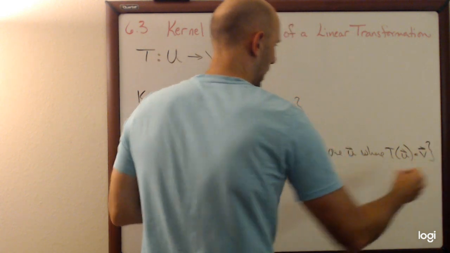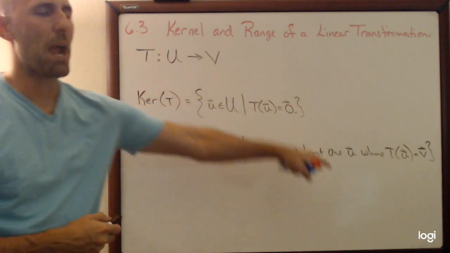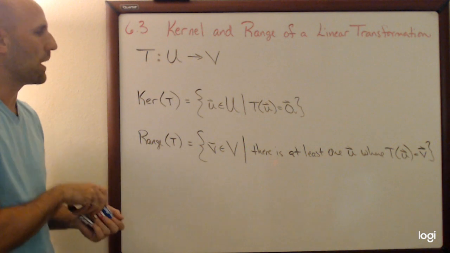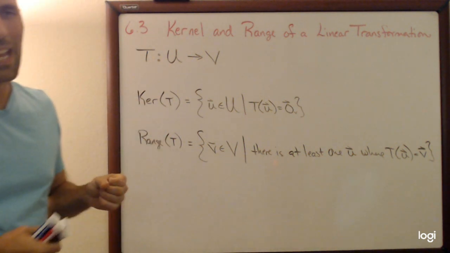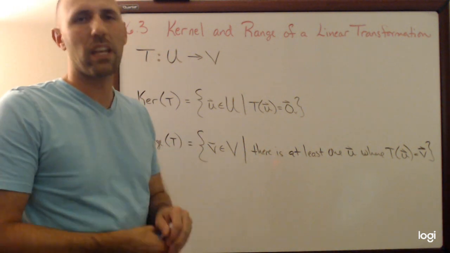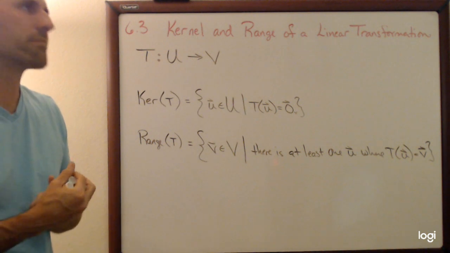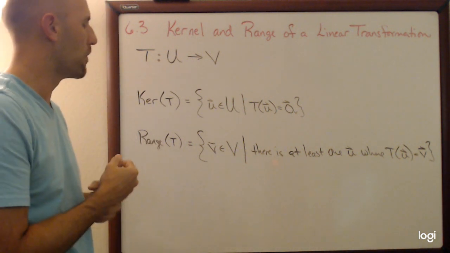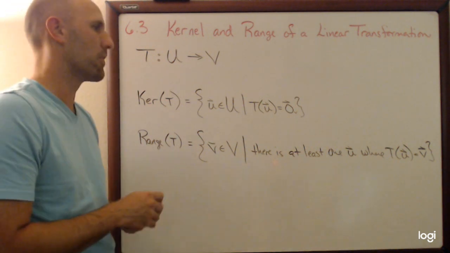So if you've got at least one thing in your domain that gets mapped to v, you're in the range, right? And that makes sense. Again, it's possible we use these formal definitions, but it's better to have a good idea of what they mean. Okay, so I want to talk about some very, very specific examples.